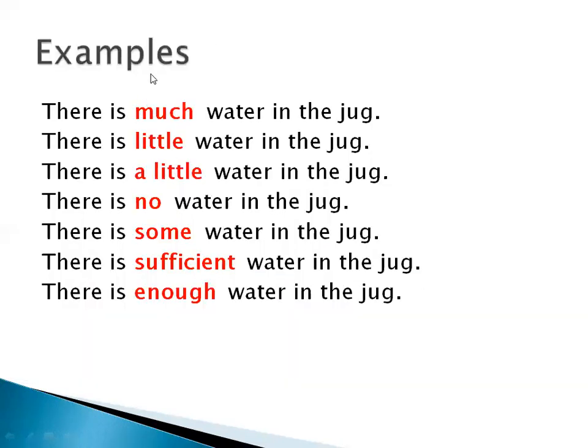Now see the examples. There is much water in the jug. There is little water, or there is a little water in the jug. Both can be quantitative, little or a little. There is no water in the jug, again quantity, zero quantity. There is some water in the jug. There is sufficient water in the jug. There is enough water in the jug.